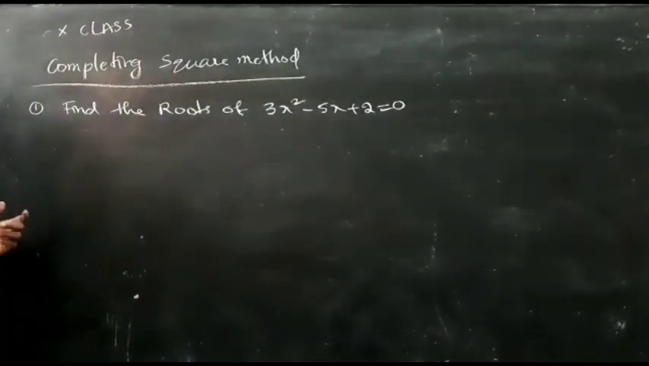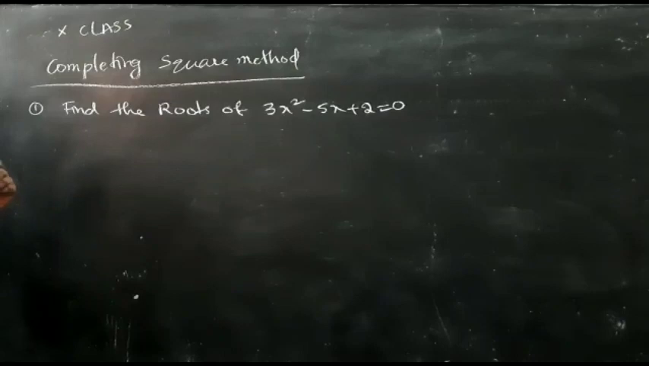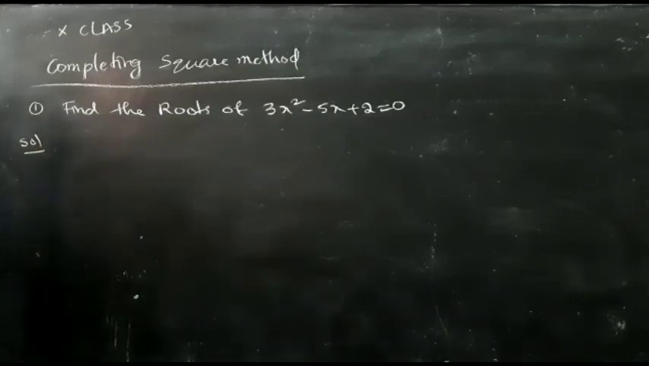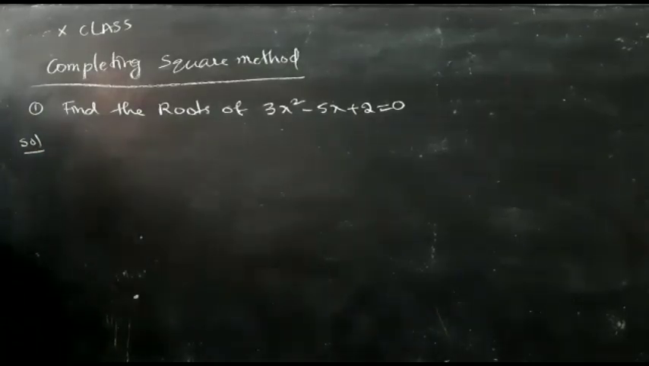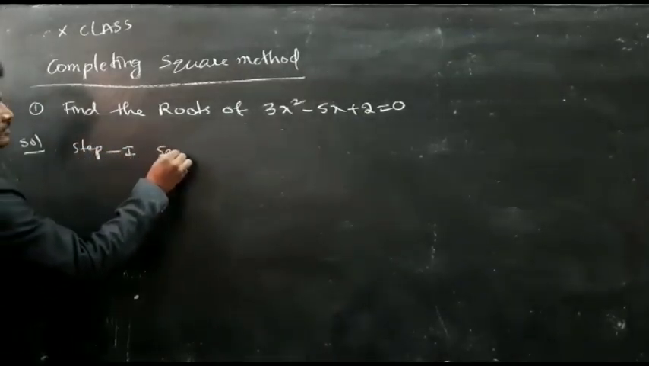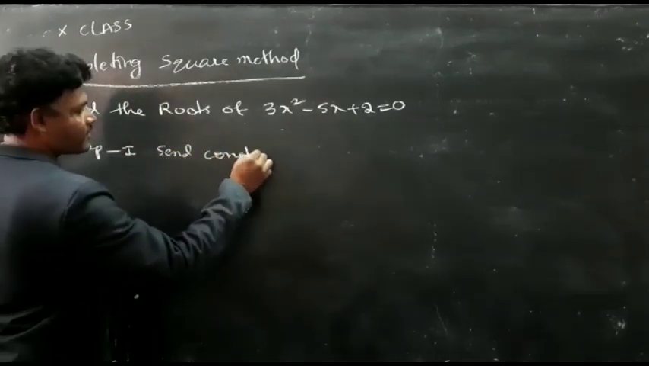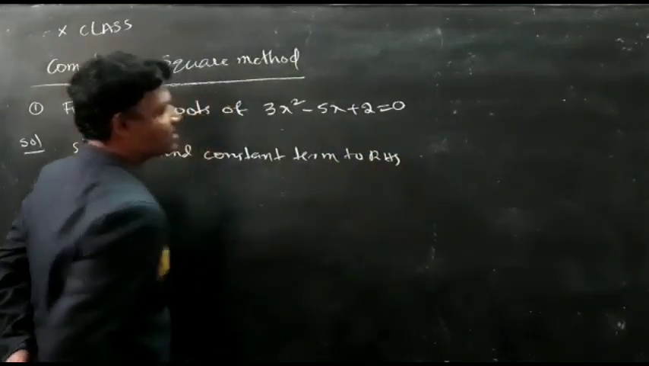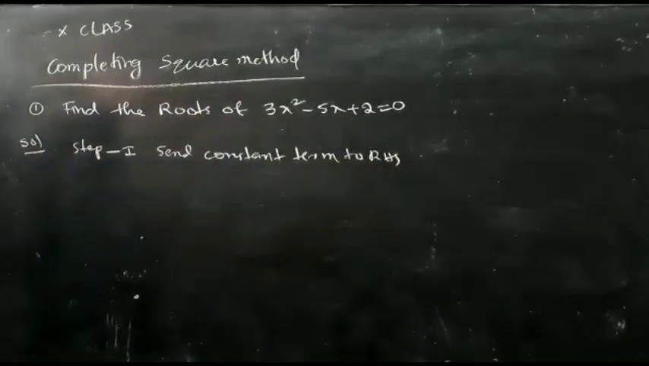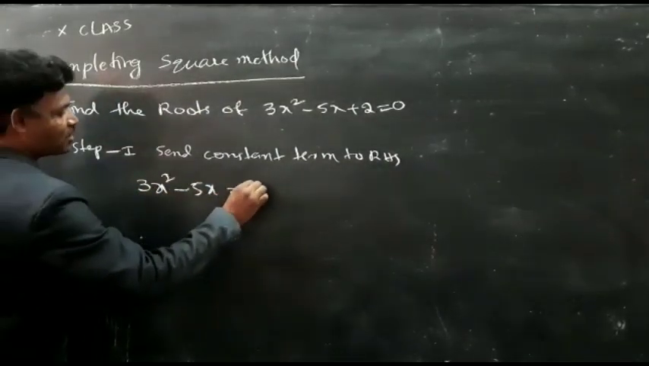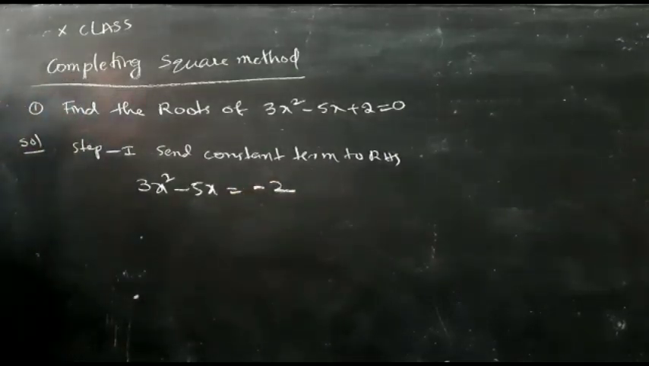Find the roots of 3x square minus 5x plus 2 is equal to 0 by using the completing square method. Solution: to find the roots by using the completing square method, you have to follow some steps. What is step 1? Send the constant term to the right hand side. It means 3x square minus 5x is equal to minus 2, as plus 2 becomes minus 2.